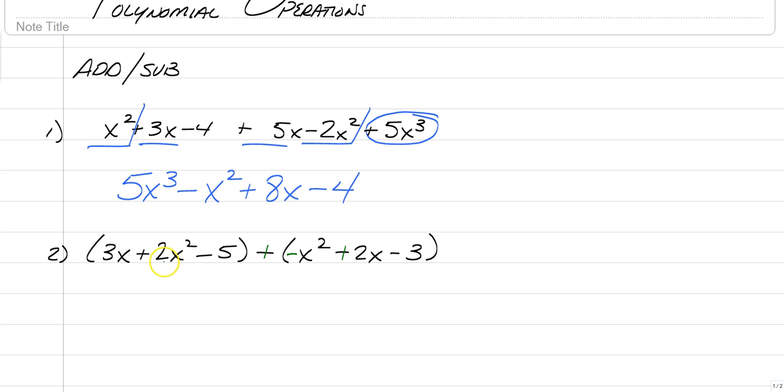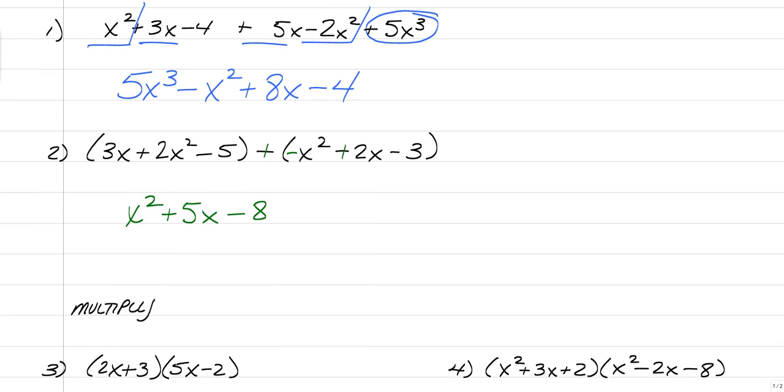So again, we have 2x squared and a negative x squared, so that's going to be x squared. We have 3x and another 2x, so that's 5x. And we have a negative 5 and a negative 3, so that gives us a negative 8. Okay? So adding and subtracting polynomials is just like combining like terms.